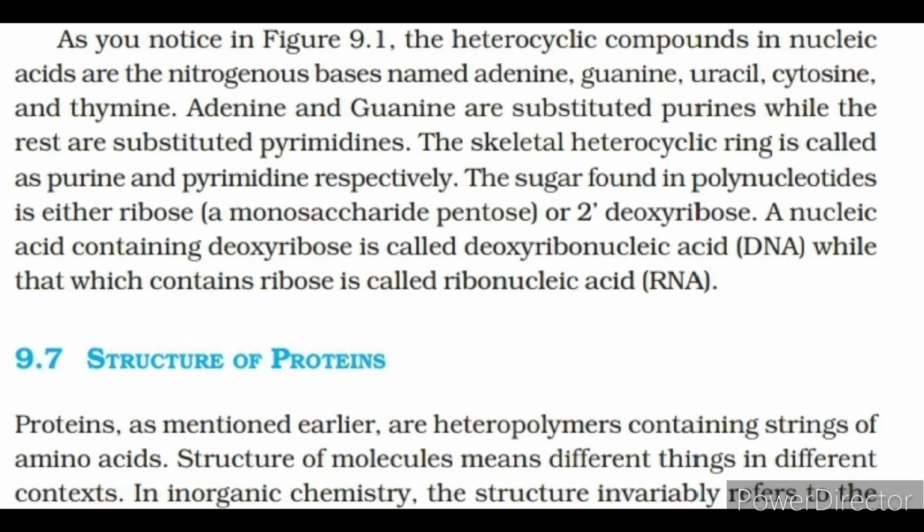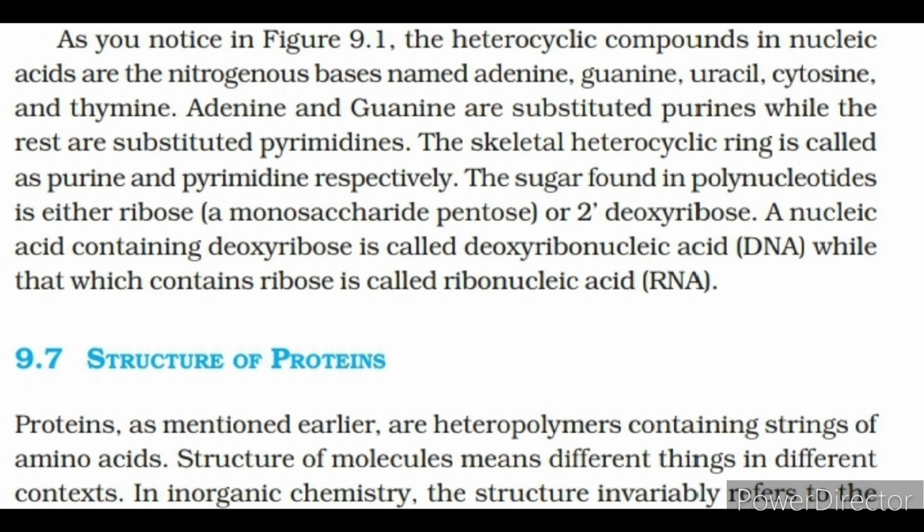As you notice in figure 9.1, the heterocyclic compounds in nucleic acids are the nitrogenous bases named adenine, guanine, uracil, cytosine, and thymine. Adenine and guanine are substituted purines while the rest are substituted pyrimidines. The skeletal heterocyclic ring is called purine and pyrimidine respectively. The sugar found in polynucleotides is either ribose, a monosaccharide pentose, or 2-deoxyribose. A nucleic acid containing deoxyribose is called deoxyribonucleic acid, DNA, while that which contains ribose is called ribonucleic acid, RNA.